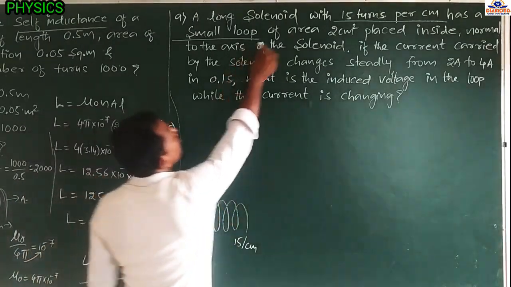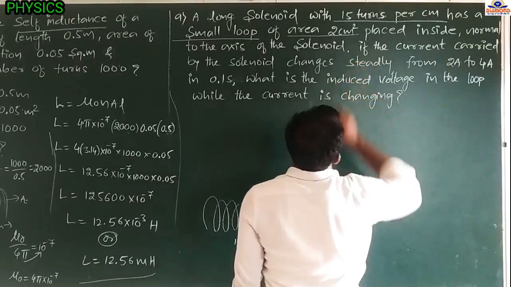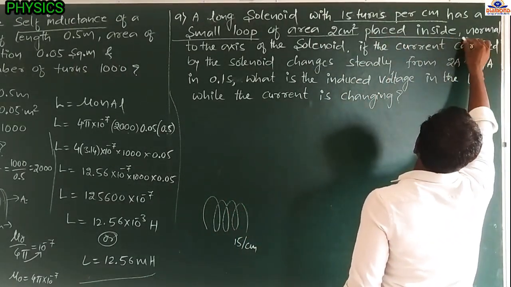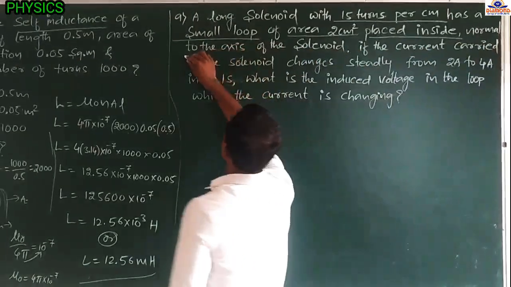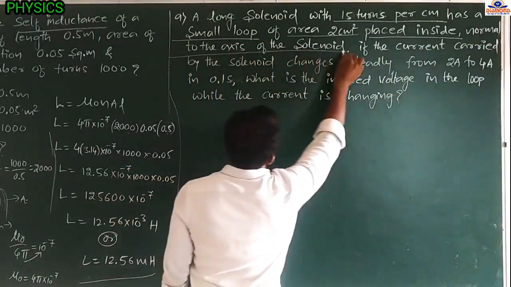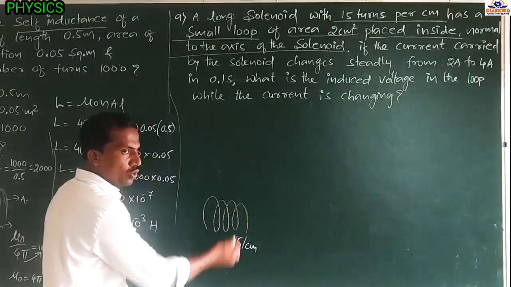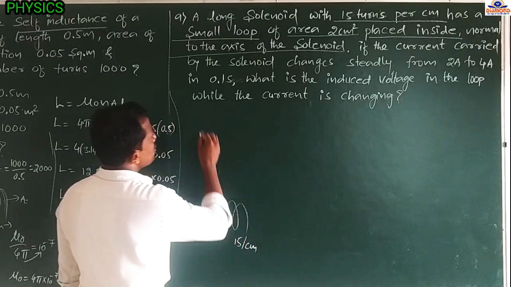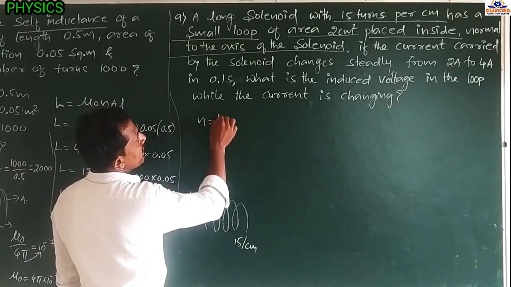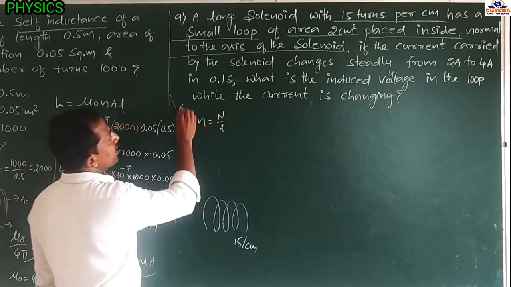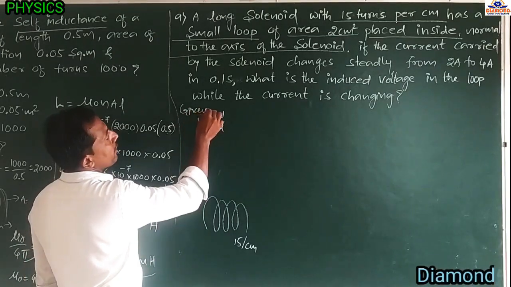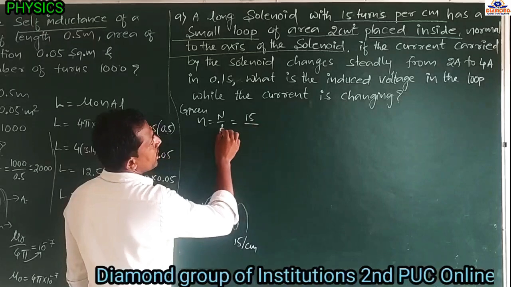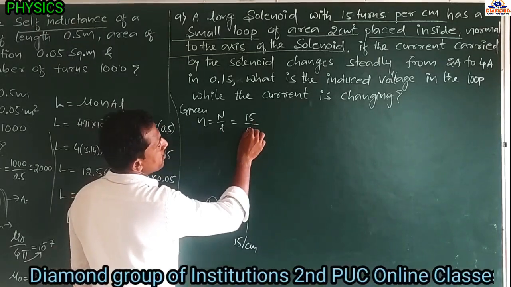And of a small area, what is the area? 2 centimeter square. This small loop is placed inside and normal to the axis of the solenoid. The number of turns per unit length, capital N by L, is the given data. What is the number of turns in this solenoid? 15 turns per centimeter.